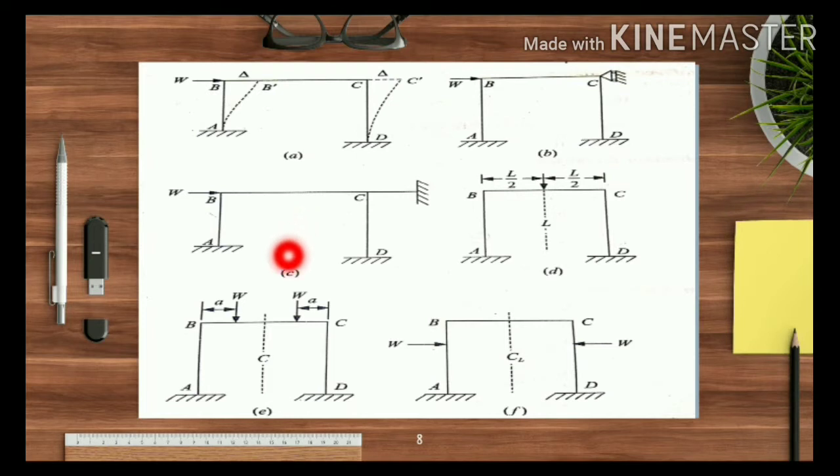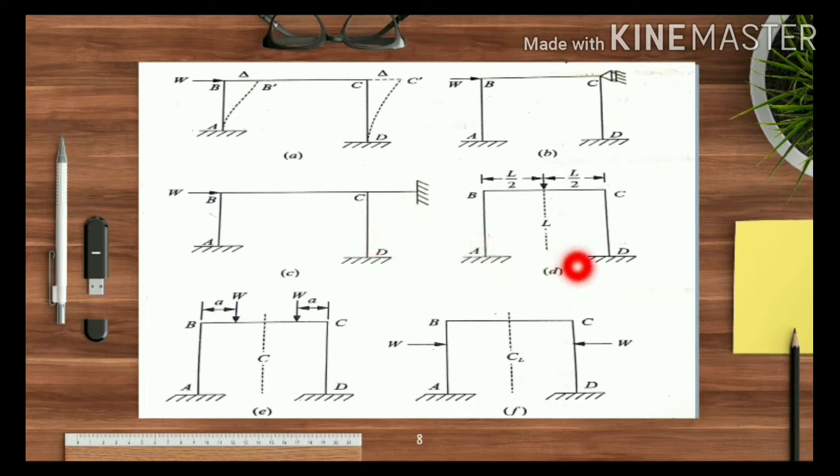Similarly, when we consider figure C, there is also a horizontal load acting at the point B, and there is also a support at the beam level. Since a fixed support is provided at this beam level, the side sway movement due to this horizontal load will be resisted by this support. So figure C is also a non-sway frame.